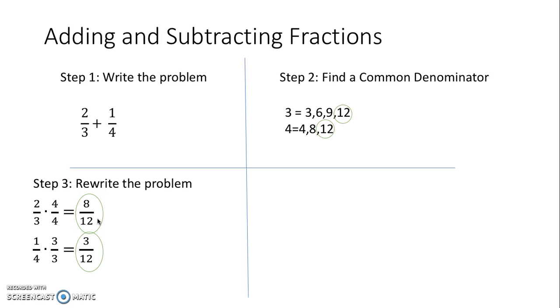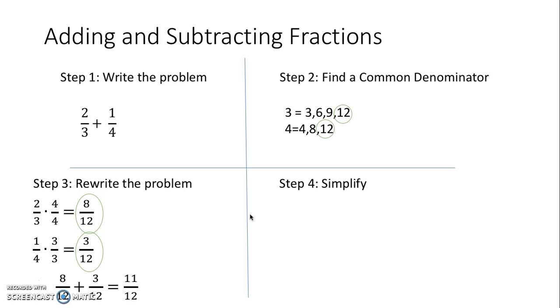So now, you're not done yet. Now you're going to take 8/12 plus 3/12 and solve it. So we add the numerators. 8 plus 3 equals 11, and the denominators stay the same. So listen, add the numerators or subtract if that's what the problem calls for, and your denominator stays the same.